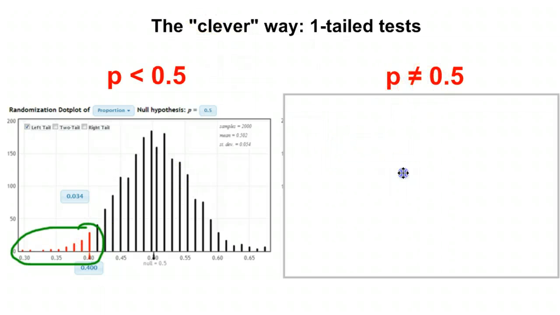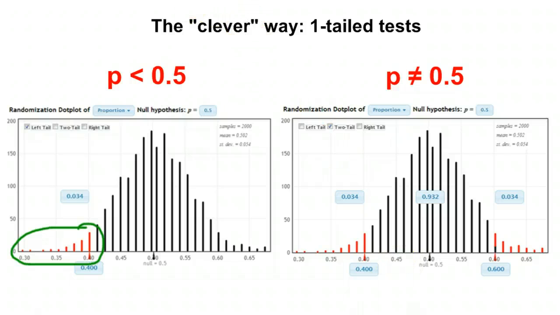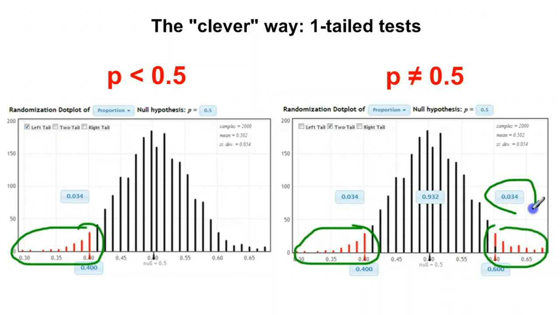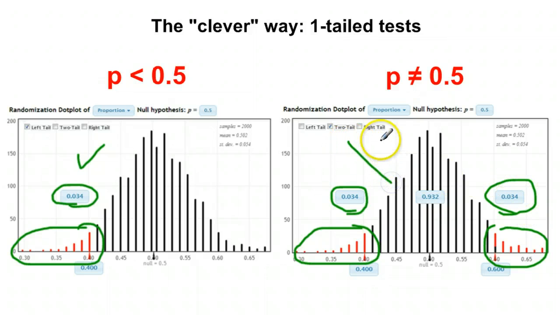And over here, when I say not equal to 0.5, I have to look at things as extreme as, which means left and right of that 0.4. And when you take the left and the right and you add them together, 0.034 plus 0.034, that's going to be twice as big as the p-value we have over here. And if we had an alpha value of 0.05, this one we would reject. This one adds up to be 0.68. We would fail to reject over here. So by cleverly using a one-tailed test whenever we can, we give ourselves a better chance of rejecting.